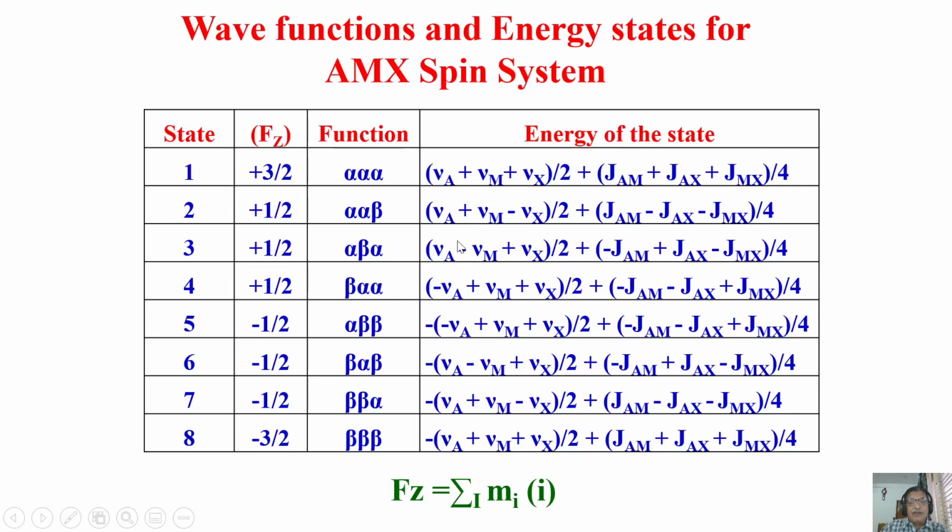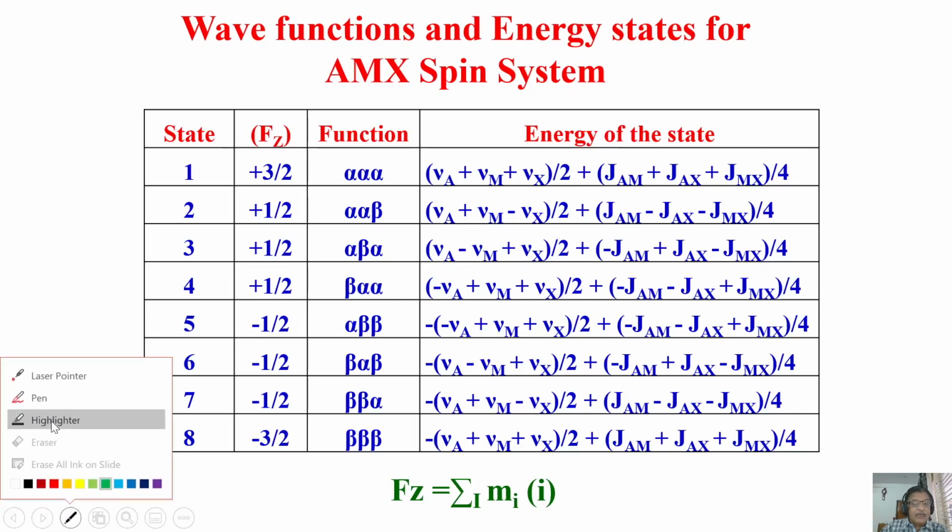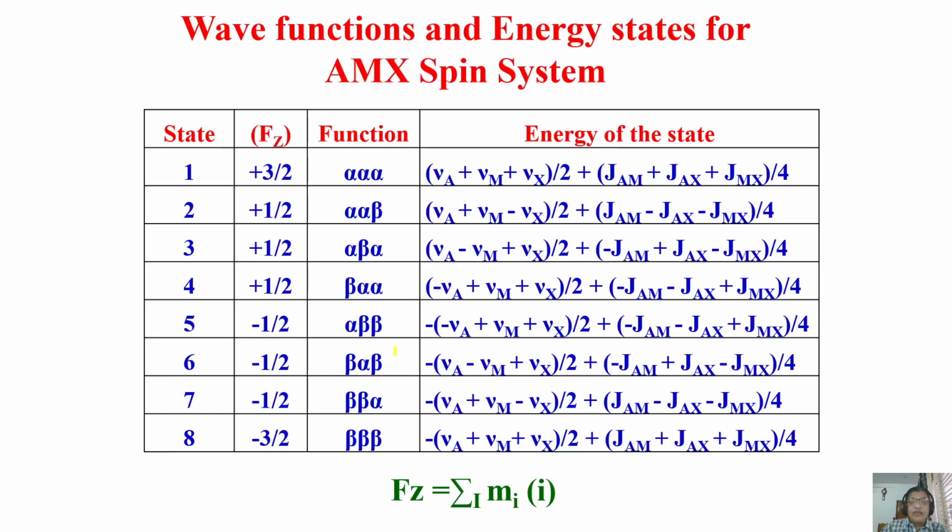If I take 1 minus 2, this will get cancelled, this will get cancelled, you will get nu x by 2. Nu x by 2 plus nu x by 2, how much? See, don't get confused here. Look at this one. When I take the difference, this term gets cancelled out, this term gets cancelled out, and you will get nu x plus nu x by 2 plus nu x by 2 is nu x.